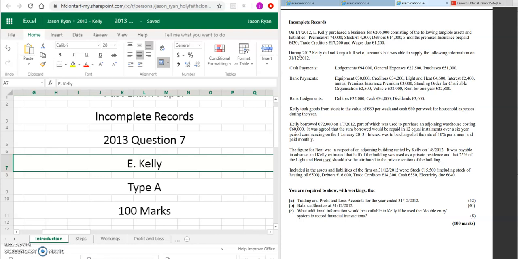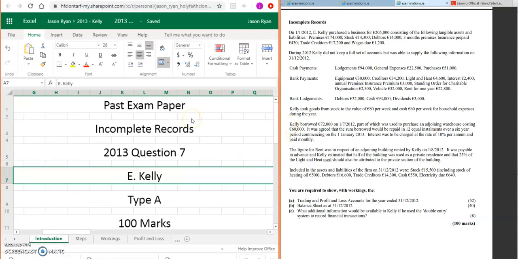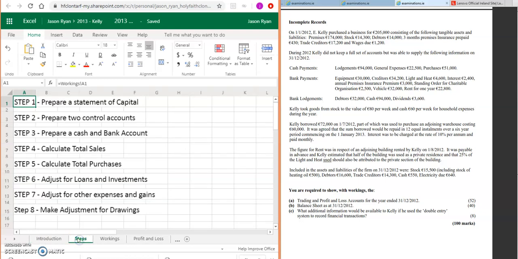Okay, so let's have a look at the incomplete records for 2013, question 7, E. Kelly, type A, 100 marks, and it's a past exam paper. So remember the 8 steps that you need to do before you do step 9 and 10, which is preparing the profit and loss account and preparing the balance sheet.